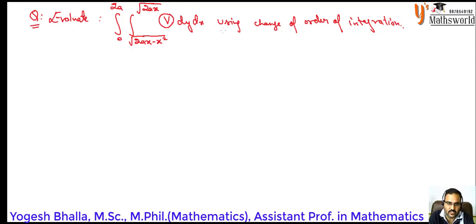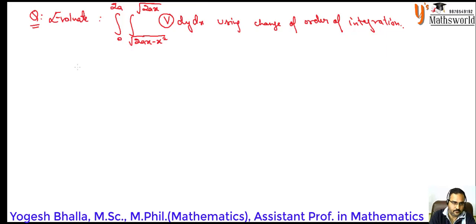So the question over here is: evaluate the integral from zero to 2a, then root of 2ax minus x square to root of 2ax, dy and dx, using change of order of integration. Now here look at one thing. Here we don't have a function, so we can't evaluate. We have to only change the order of integration over here.